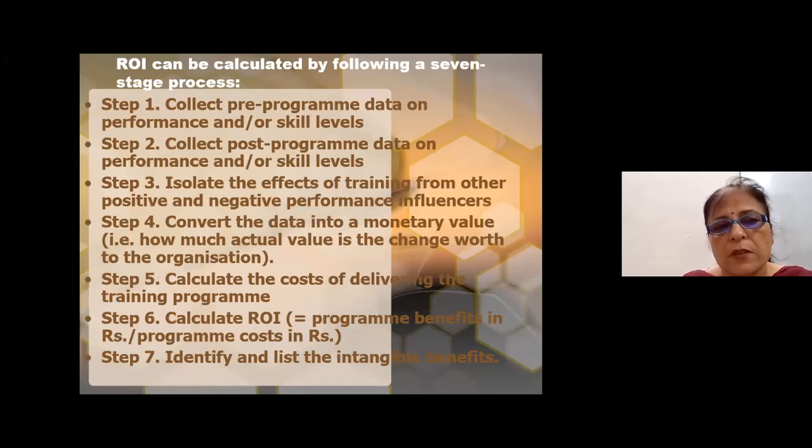So I'm just repeating the steps that I told you earlier, so that you are able to connect with them. The first step will be to collect pre-program data on performance and/or skill levels. So before even the program starts, you must have data. Needless to say, training needs analysis will help you a lot in this.